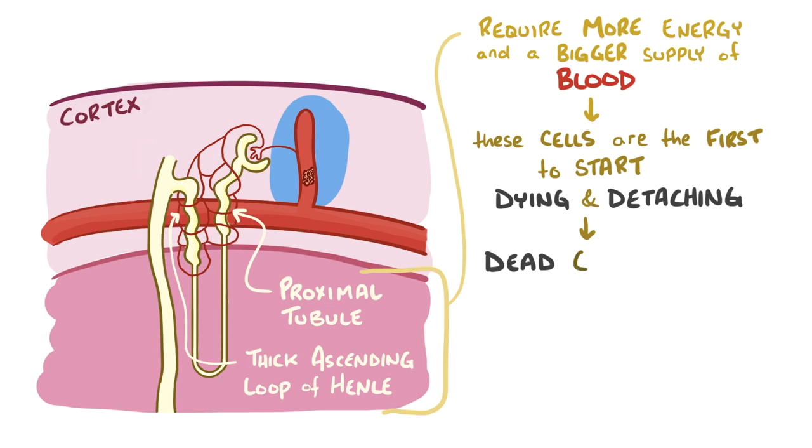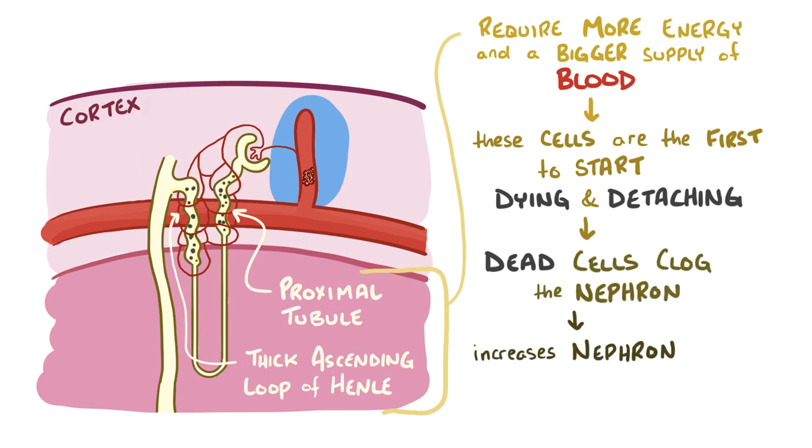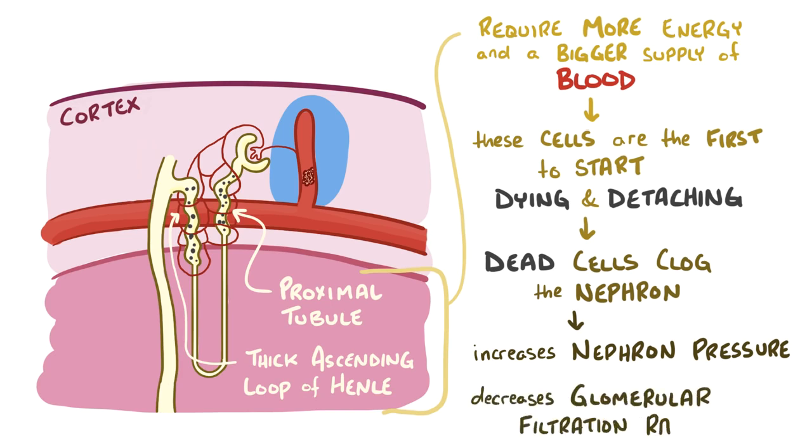The dead epithelial cells can clog up the lumen of the nephron and cause an increase in pressure within that nephron. Since blood likes to move from a high pressure to a low pressure space whenever possible, a higher pressure inside the nephron reduces the glomerular filtration rate even more.